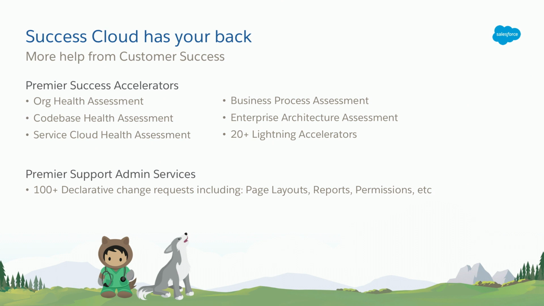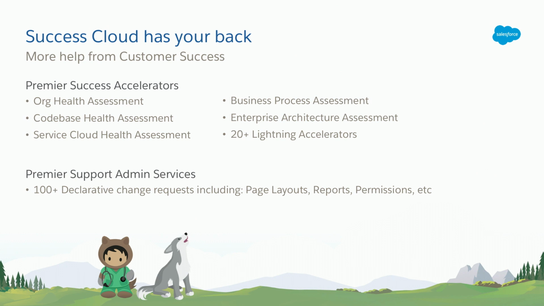We have the Org Health Assessment Accelerator. This is our most popular accelerator. It's been our most popular accelerator for over 4 years. It was so popular we built the optimizer to help our specialists run the org health assessment. We have the code-based health assessment. If you need particular help with just your Apex in your org, the code-based health assessment can help you. We now have a Service Cloud health assessment. If you want to get really specific around what you need help with, Service Cloud is available to you.